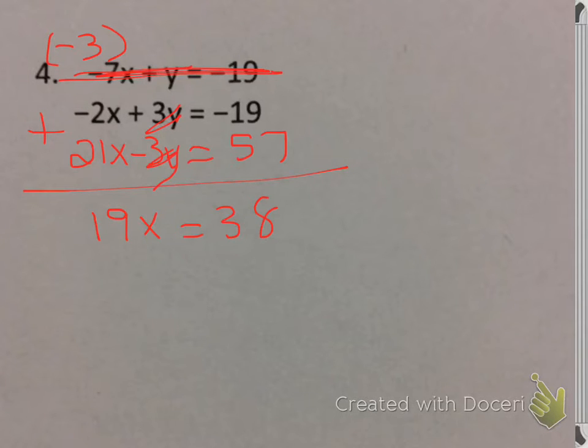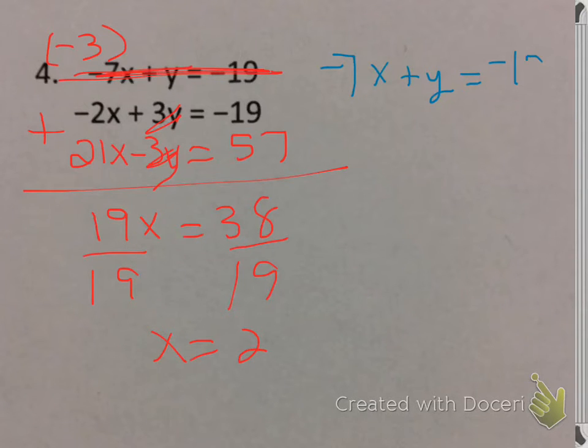I'm going to continue to solve for x, so I'm going to divide both sides by 19, and I get x equals 2. And it would be nice if I was done, but I'm not. I still have to solve for y, so I'm going to just rewrite one of my original equations. I'm going to use that top one I crossed through, so I have a negative 7x plus y equals a negative 19. And I'm going to substitute the 2 in place of the x. So negative 7 times 2 plus y equals negative 19.